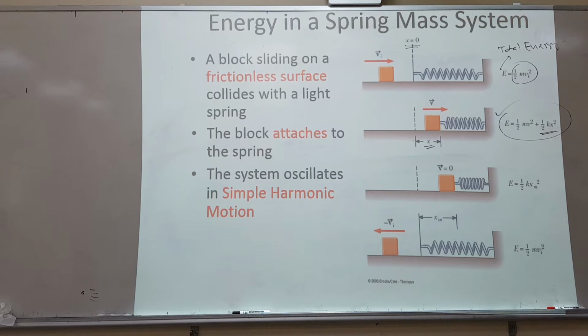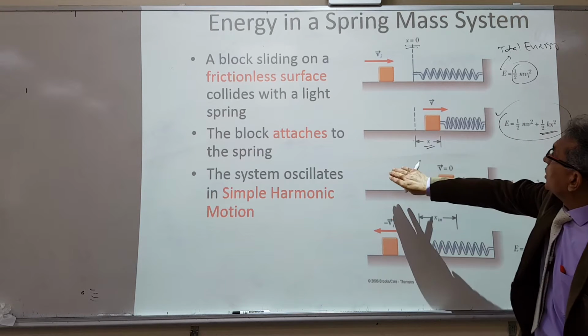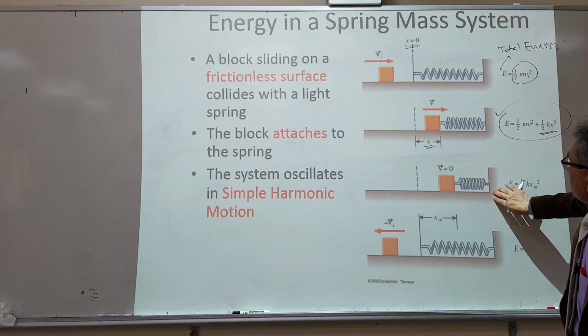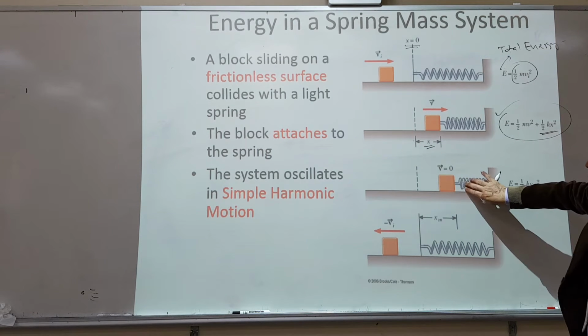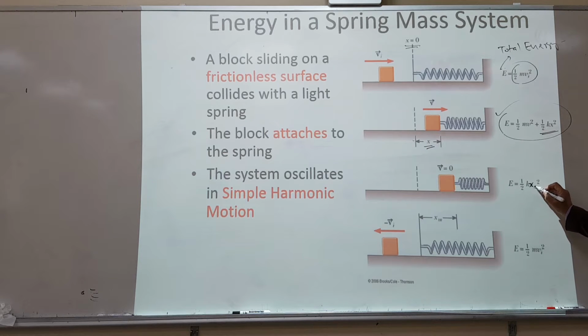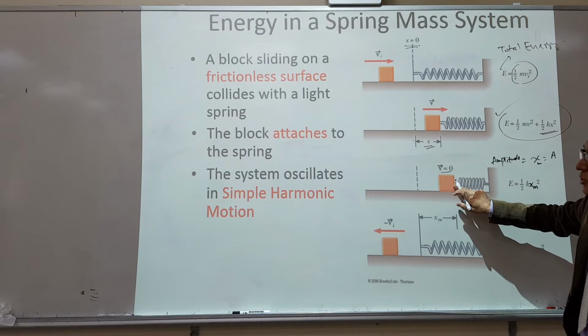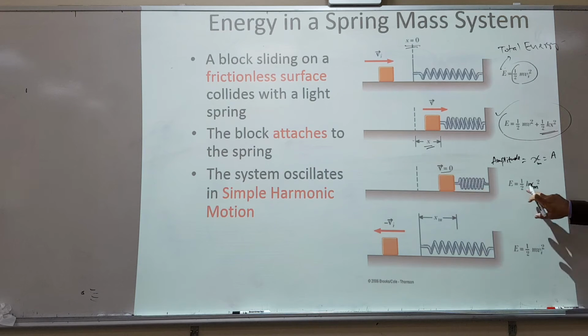Now, once this compresses the spring to the maximum, x is maximum. X maximum, I told you, we call it amplitude. So now velocity becomes 0 at the end and x becomes maximum. So half kx squared, or half k a squared, because maximum x is a. So this is the total energy in this case.